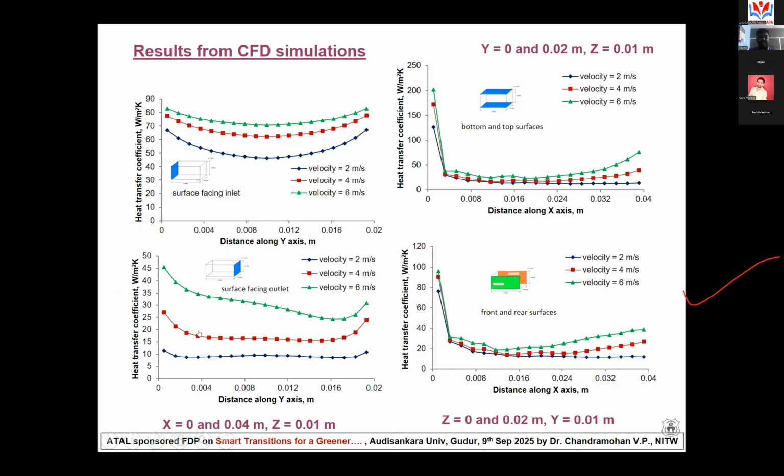Okay, so that's why the values are slightly less compared to the surface facing the inlet. Similarly, the heat transfer coefficient on the bottom and top surfaces and then the front and rear surfaces is plotted. The values are varying in a similar pattern, and the average values are also almost the same. So there is nothing to explain here.